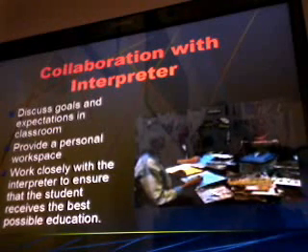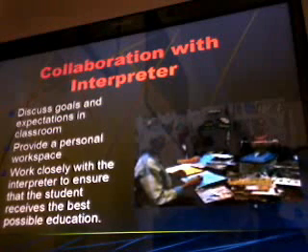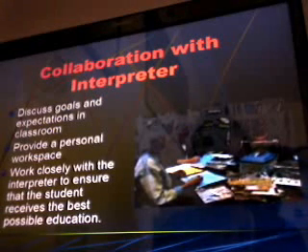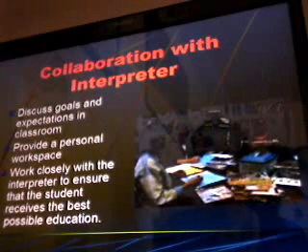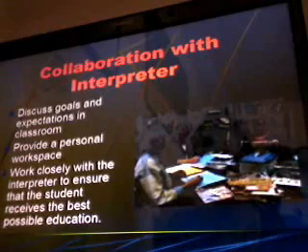With the interpreter, you need to collaborate. You need to discuss the goals and expectations in the classroom and provide a personal workspace for them so they can best know what's going on in the classroom and the student will get the best information possible. You also need to work closely with the interpreter to ensure that the student gets their needs met and receives the best possible education.